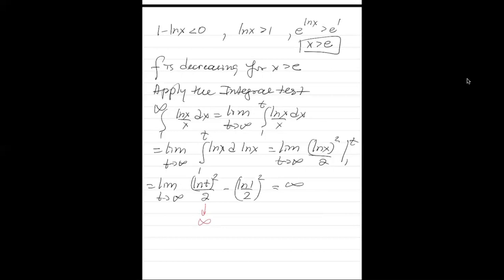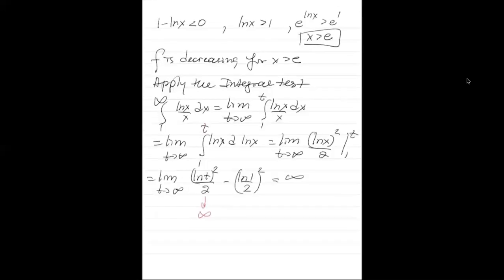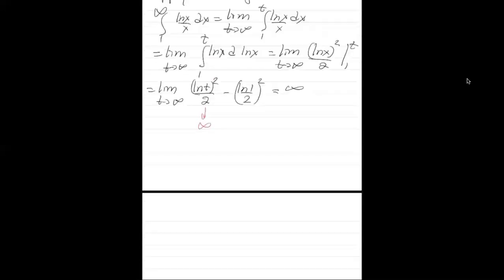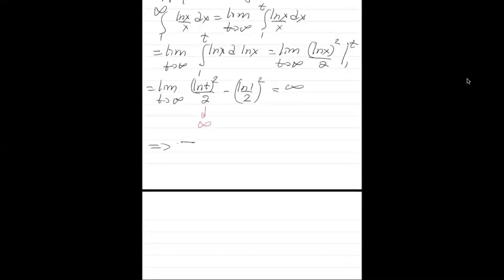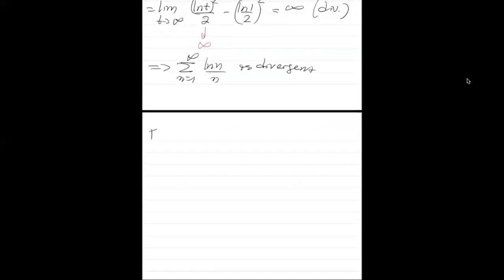So what we have by the integral test: if the improper integral is divergent, then our series, the sum of ln n over n from 1 to infinity, is divergent. So the series is divergent because the improper integral was divergent as well. So another example.